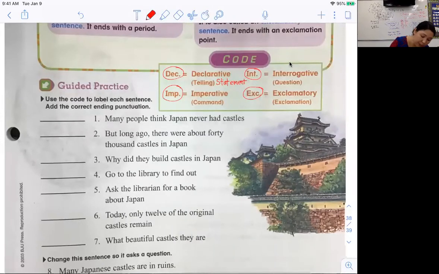I'm just telling you what people think in Japan, but I'm not yelling it. I'm not ordering someone around, right? So I'm just going to put DEC, declarative. That's a statement. Many people think Japan never had castles. What do we put after a declarative sentence? That's right, we put a period.